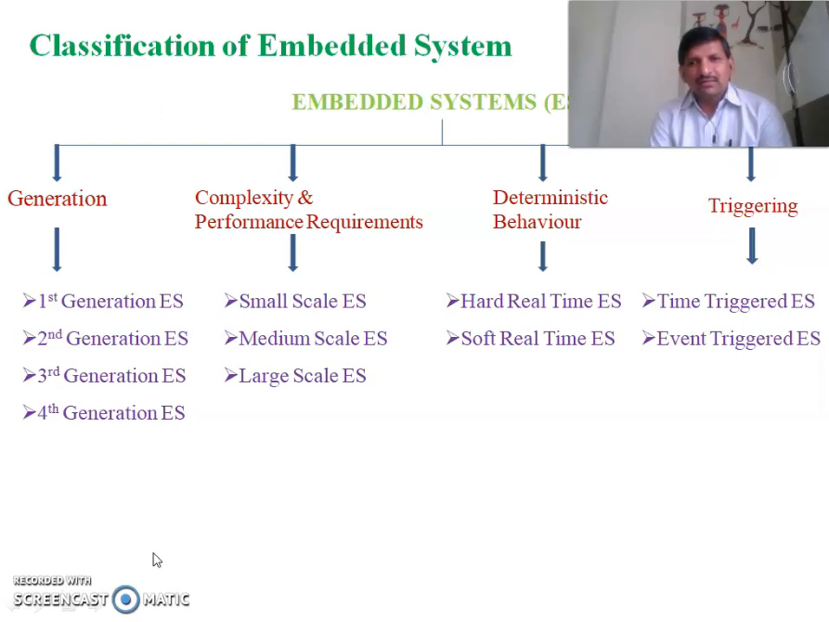Next, based on deterministic behavior. Deterministic behavior means you determine when it will respond. Meaning we know the time, within which time it will react. So based on this deterministic behavior, embedded systems are classified into two types. One is hard real-time embedded systems.